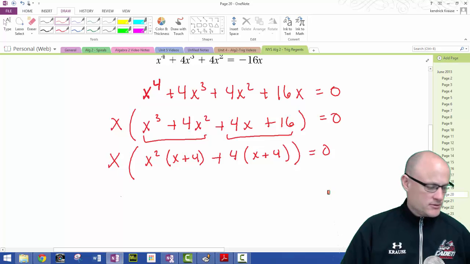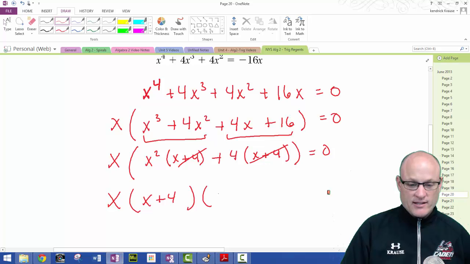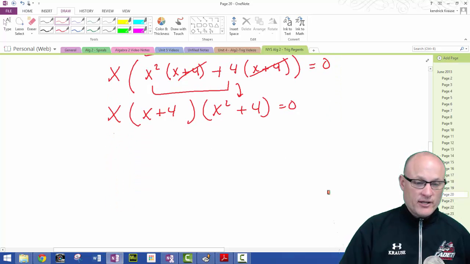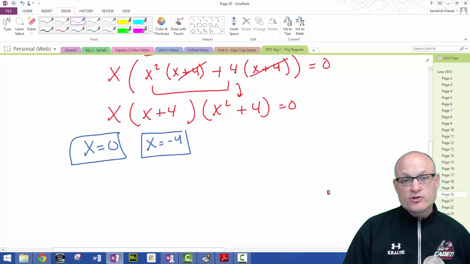Almost done. My answers are going to be x. My first set of parentheses are these ones, x plus 4. My second set is these two, x squared plus 4. It's these two put together to give you this parenthesis equals 0. Not quite done. I've got a number of different answers. X equals 0 is an answer. X equals negative 4 is an answer. Those are your two real solutions.